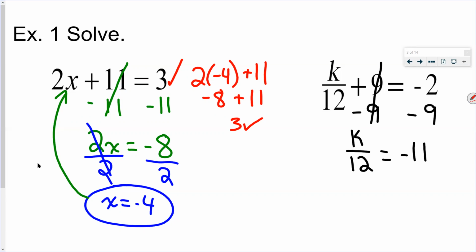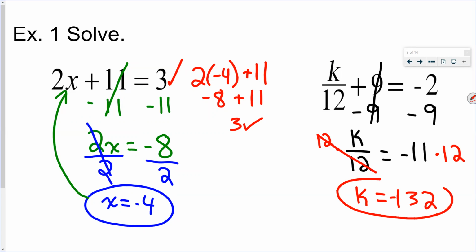Now let's see here. I have k divided by 12 equals negative 11. k is not by itself, so I need to move that 12. If we remember, to undo division, I have to multiply. So I'm going to multiply by the denominator, multiply by 12. Those go away. If I multiply by 12 on the left, I have to multiply by 12 on the right, giving me k equals negative 11 times 12. That is going to be 132, and a negative times a positive is a negative. So k equals negative 132. Boom. And again, you can plug that back in for k and see if you did it correctly.